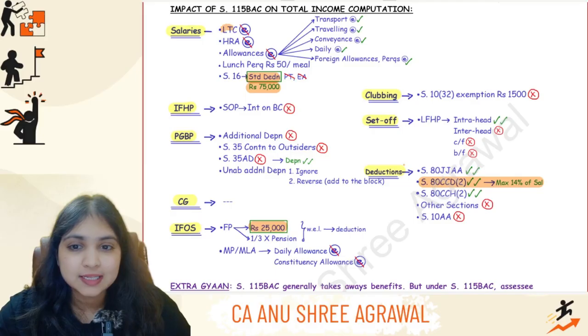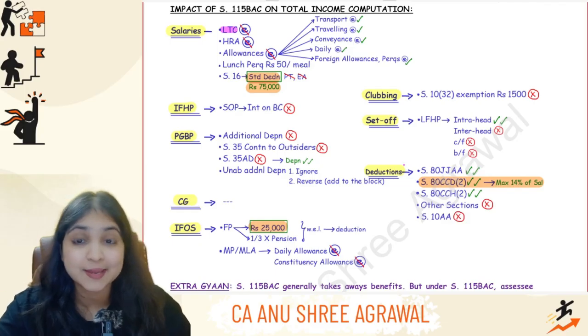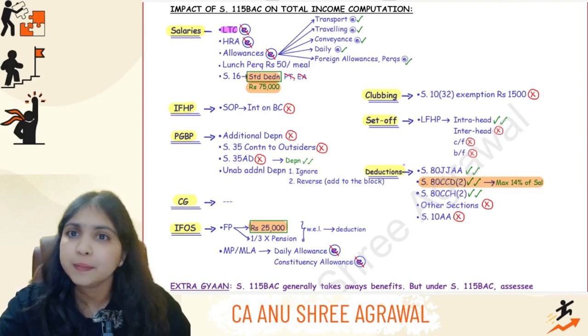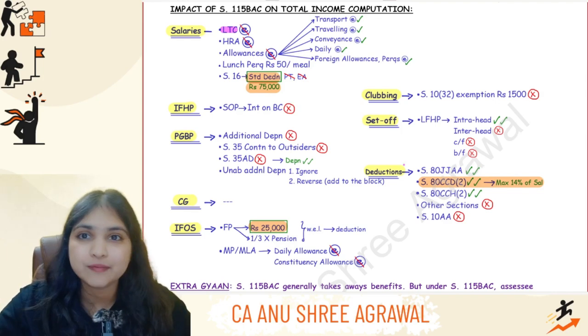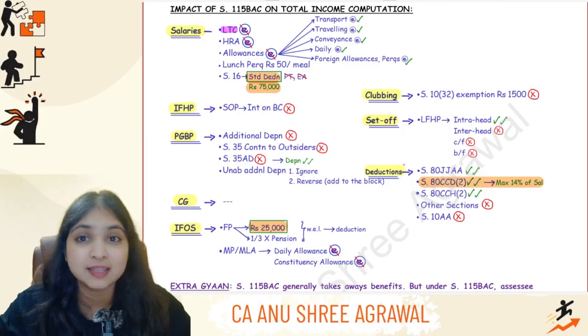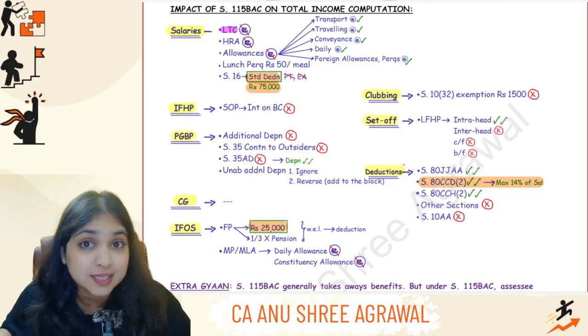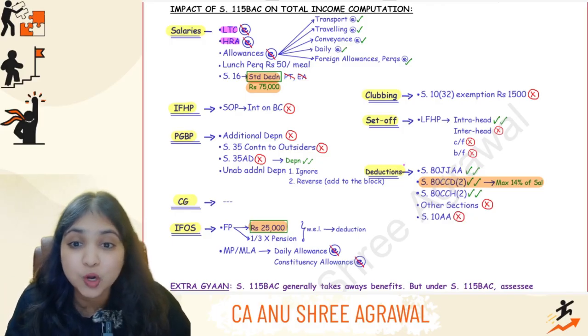See, generally LTC, you get an exemption under the salaries head, guys. Whatever leave travel concession the employee gets is fully exempt, provided the employee goes on a vacation somewhere in India twice in a block of 4 calendar years. But however, if the assessee is following 115BAC, then LTC will be fully taxable, no exemption. First point. Then if the assessee is following the default regime, HRA no exemption, guys. HRA will be fully taxable.